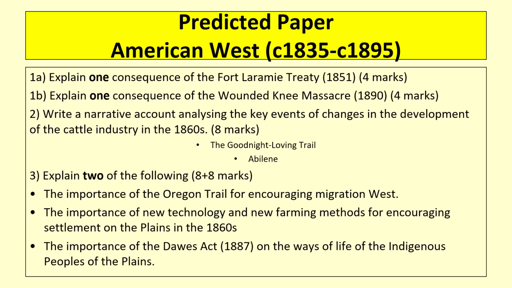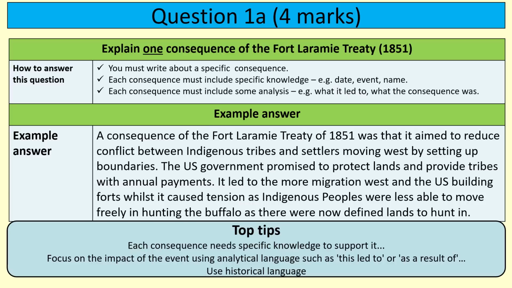So we're going to have a look at how to approach this exam question now. So explain one consequence of the Fort Laramie Treaty. To do question 1, you must write about a specific consequence. Each consequence must include some specific knowledge, such as date, event, or name. And you need to include some analysis for this. So what it led to, what the consequence was.